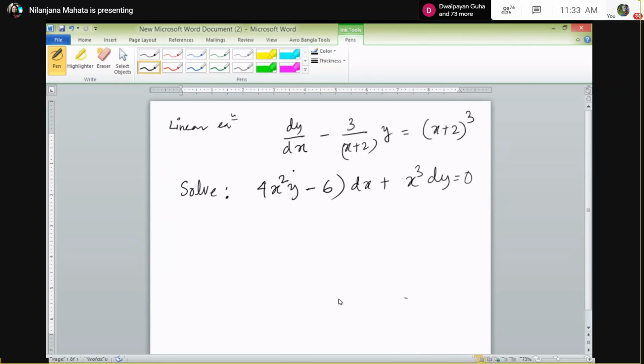Ma'am, y x to the power 4 equals 3x square plus c. Yes, y x to the power 4 is equal to 3x square plus c. Right, right.